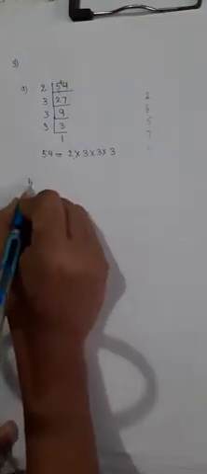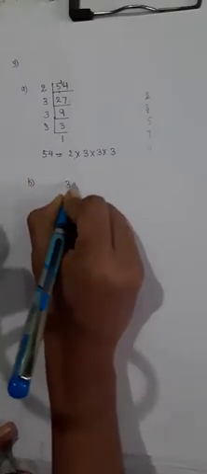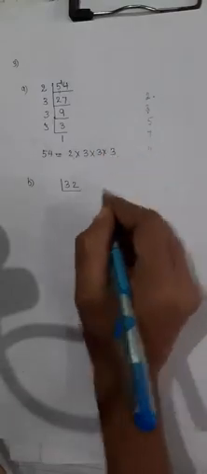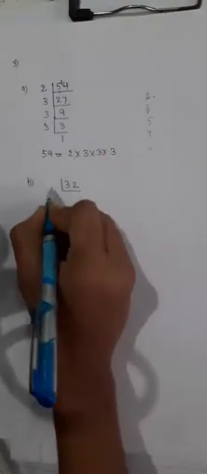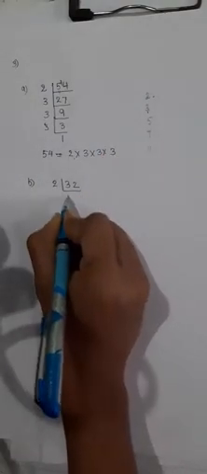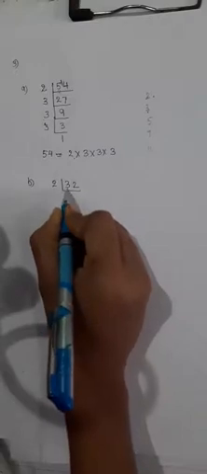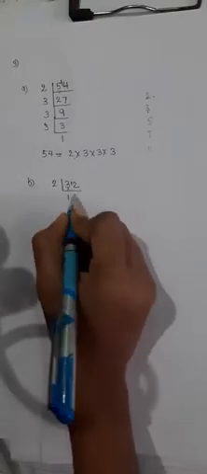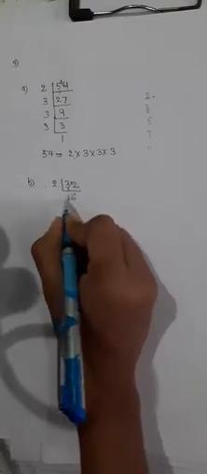We will go for B. B is 32. So which is the first prime number? 2. Whether it is divisible by 2? Yes. 2 1s are 2. 3 minus 2 is 1. So we will write 1 here. It is 12. 2 6s are 12.